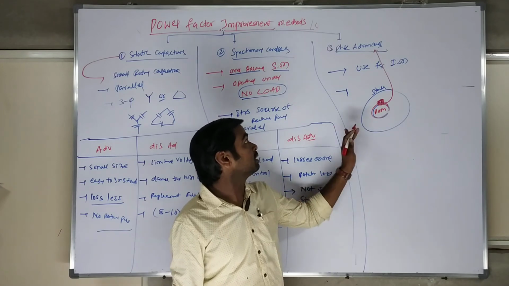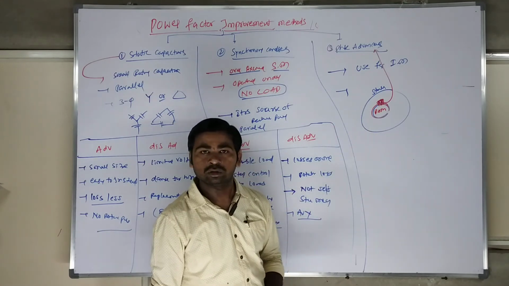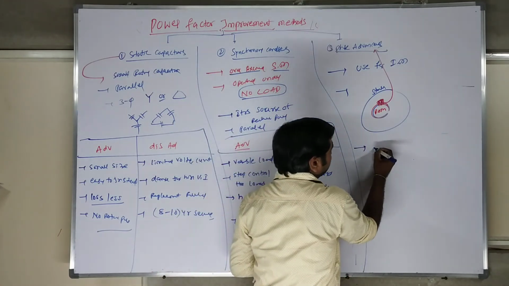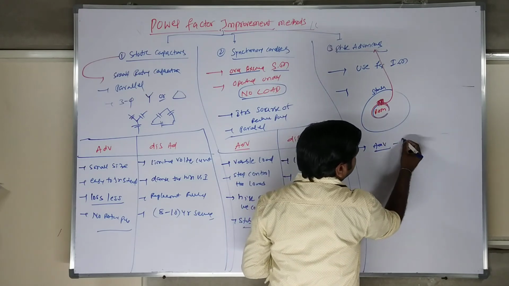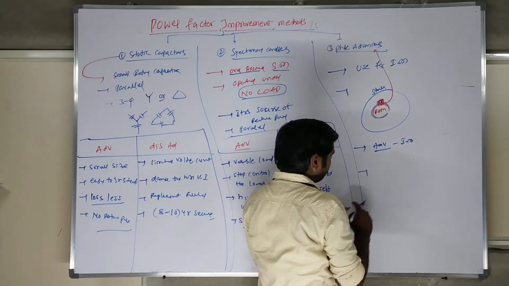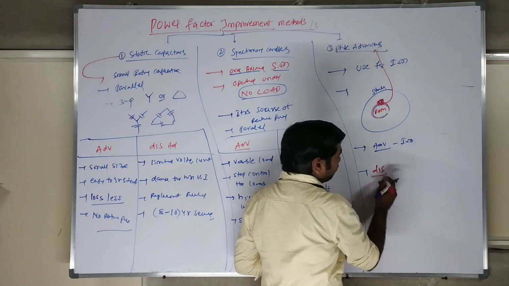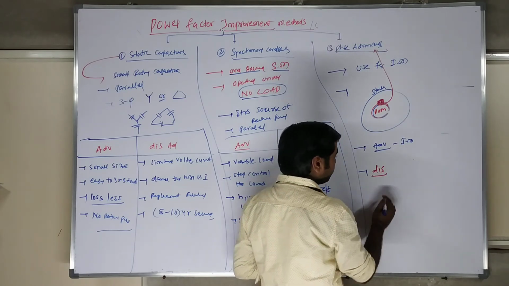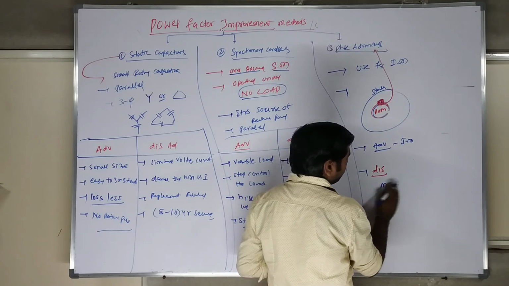The special purpose of phase advancers is for induction motors only. Next, what is the advantage? We can use the induction motor comfortably. The disadvantage is that it is limited: we can apply it only to high rating machines.